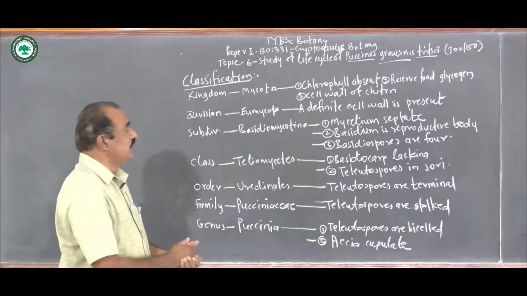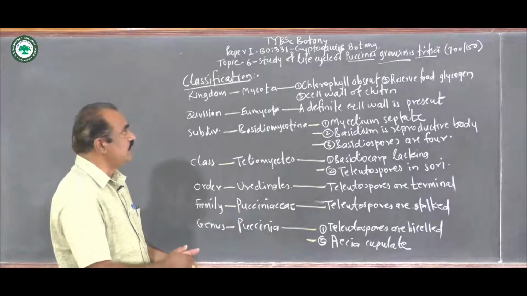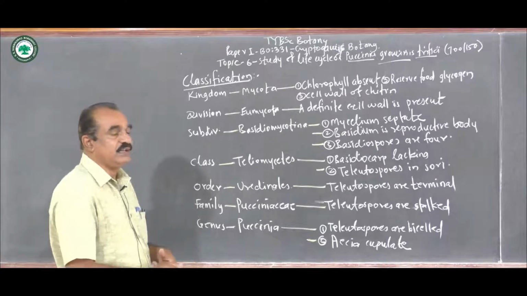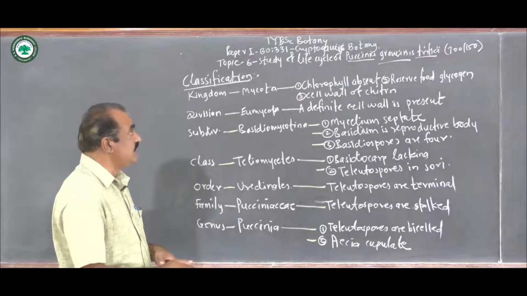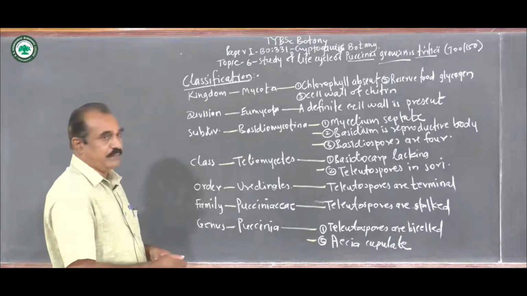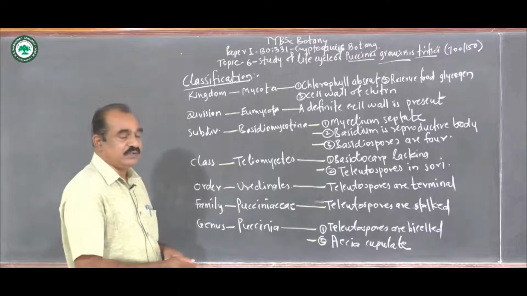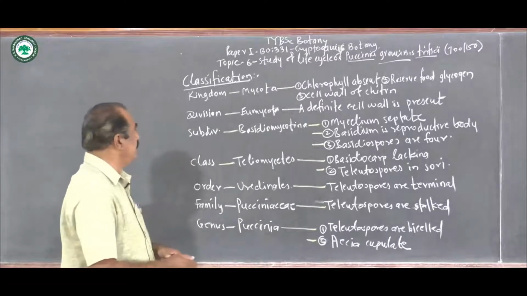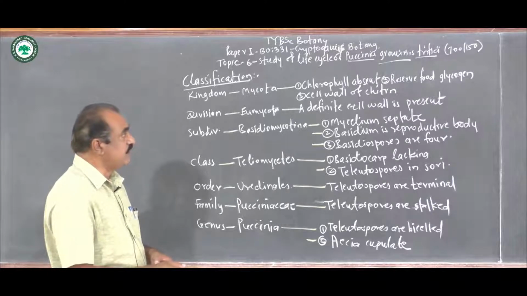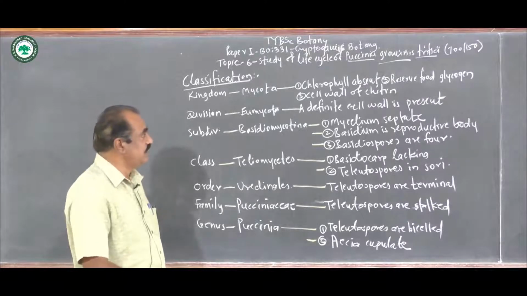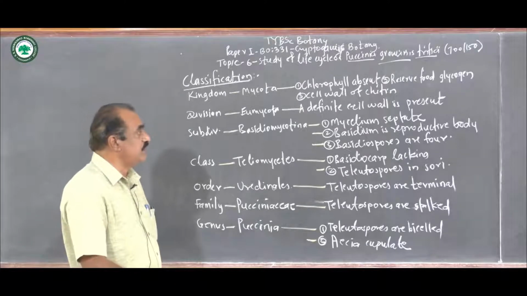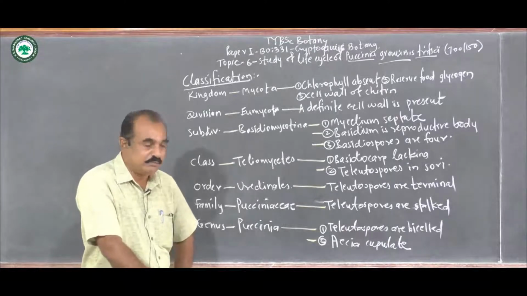Now the kingdom, that is Mycota, and the reasons are: chlorophyll is completely absent. Second reason, reserve food material is glycogen, and third reason, the cell wall is formed by chitin. Then the division Eumycota, a definite cell wall is present, that is of chitin. Then subdivision Basidiomycotina, and the reasons are: mycelium is septate. Second reason, basidium is the reproductive body. Third, basidiospores are generally 4 in number.